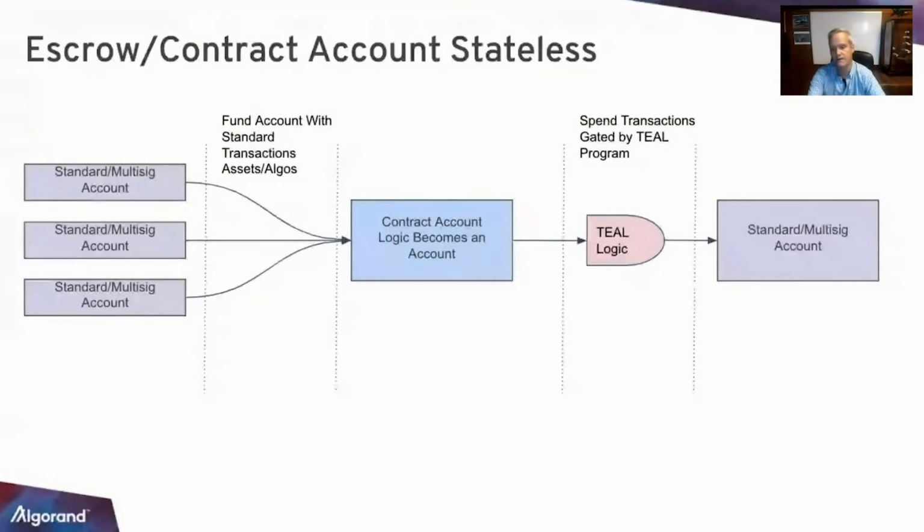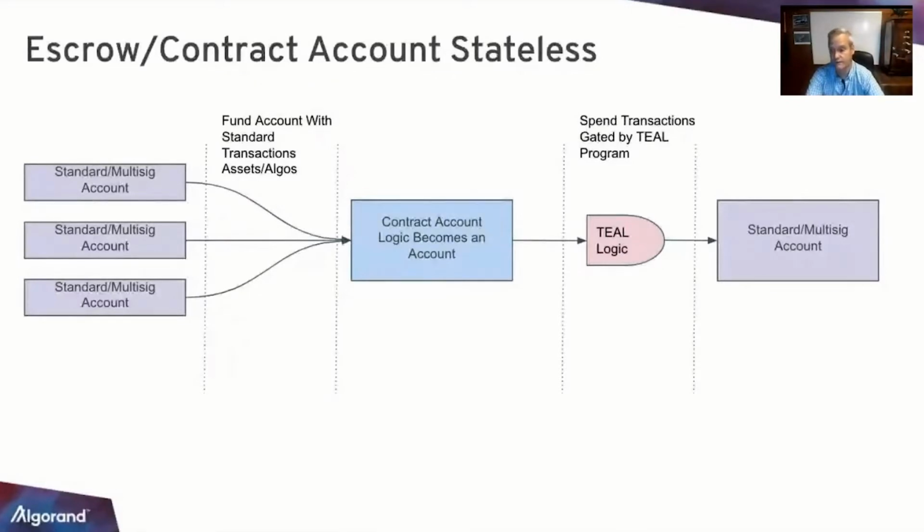So, for example, if I create an escrow account, I load it up with assets, maybe my fungible tokens or some algos, and then someone wants to take from that particular escrow. They submit a transaction where the from address is the contract account, and then whatever address they want to send it to. When that transaction is submitted, the logic is evaluated in the smart contract. If it's approved, the contract will push out and allow the transaction to go through.